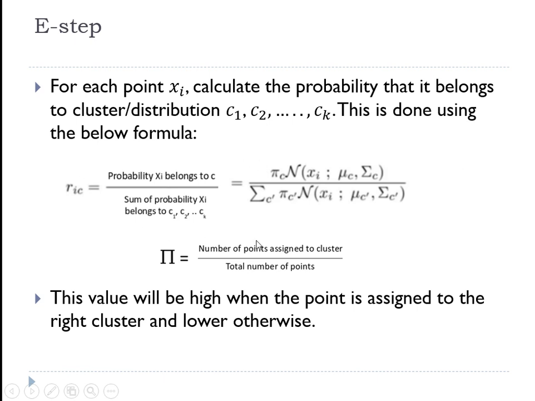So that's how you calculate this value. And this model parameter basically tells the number of points which are assigned to a cluster divided by the total number of points. So basically it's the ratio.